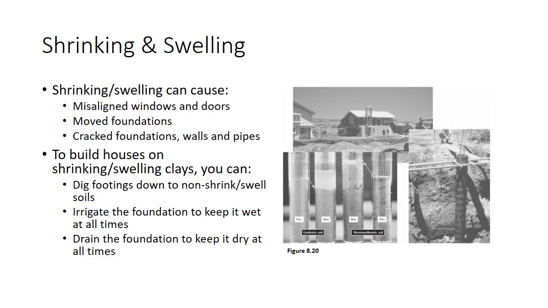Some of the ways we can solve it: we can dig footings that extend deeper into the soil to a depth where there are no shrink-swell problems. So footings is one method. We can also irrigate the foundation so that soil never has a chance to dry. If the house is built when the soil is expanded, and the soil around it stays wet at all times and stays expanded, then that's one way to solve it. And a third way is to try to drain the foundation to keep it dry at all times.